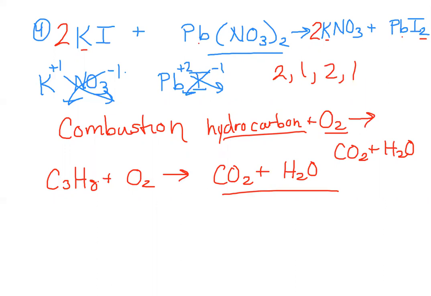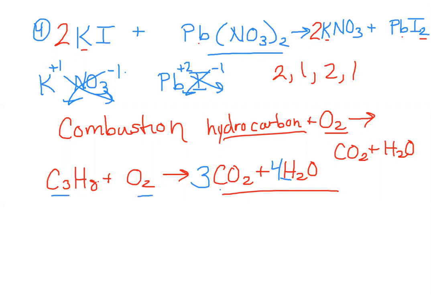So now all you have to do is balance. Okay, we got 3 carbons, 1 carbon. So let's put a 3 here. We got 8 hydrogen right here, and we only got 2 hydrogen over here. So that means we're going to have to put a 4 there. So we have 8 hydrogen now. So the hydrogens and the carbons are all balanced right now.